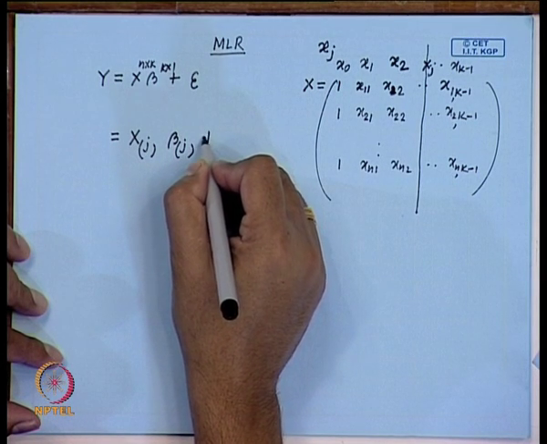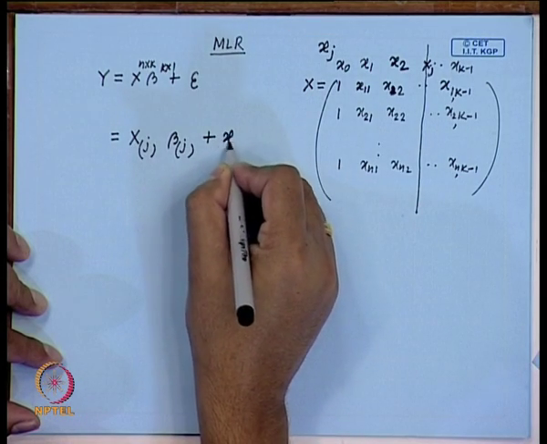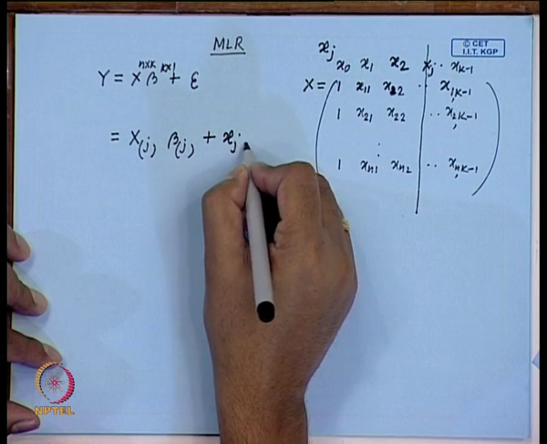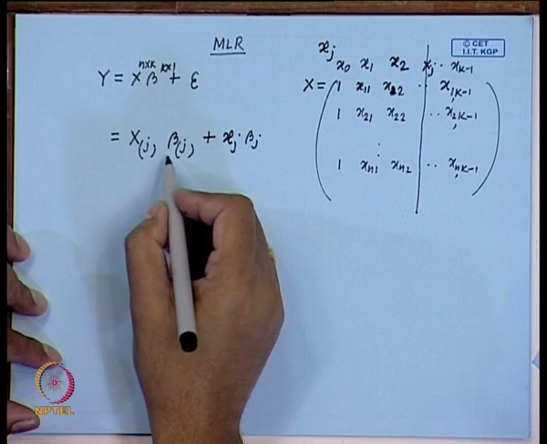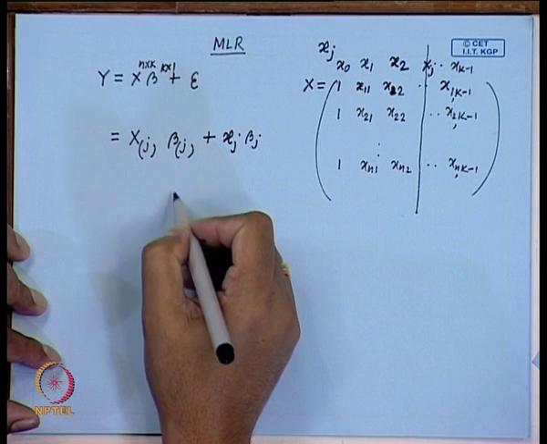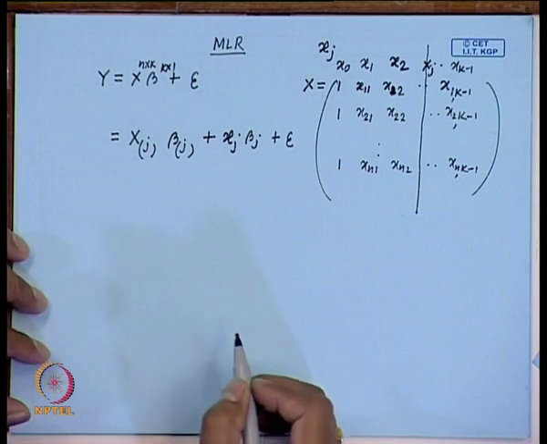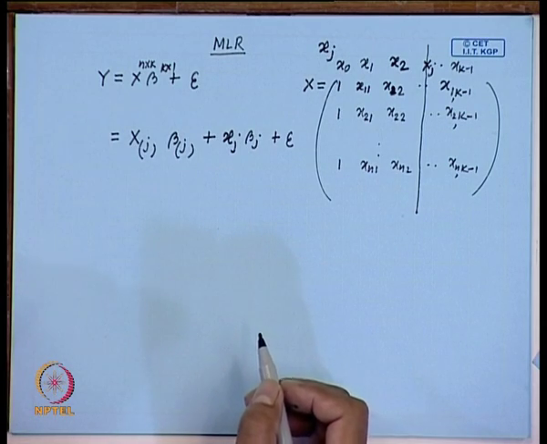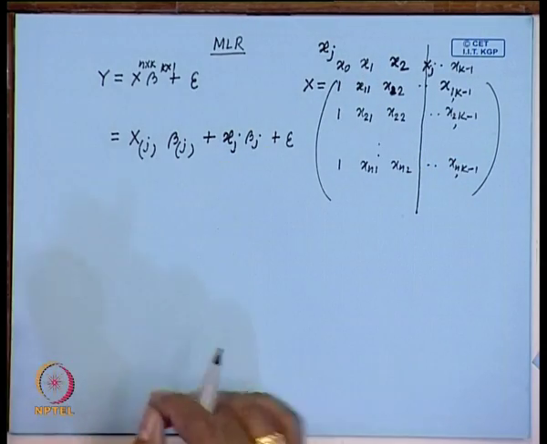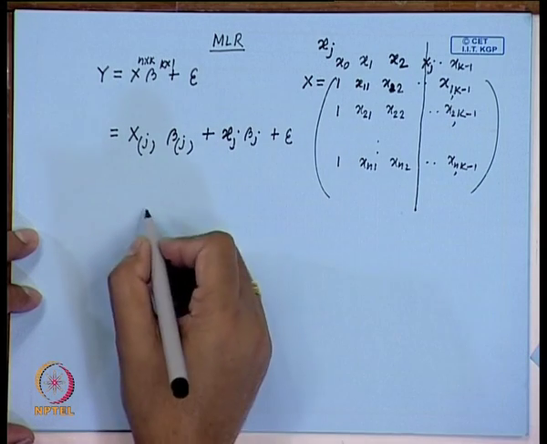Now, I will add those two things, what I have removed from here I will add here, that is x_j. So, x_j is the jth column and β_j is the coefficient I have removed from this coefficient vector, plus epsilon. I hope you understand it. This is just an adjustment: once you remove it from here, you add it here again.